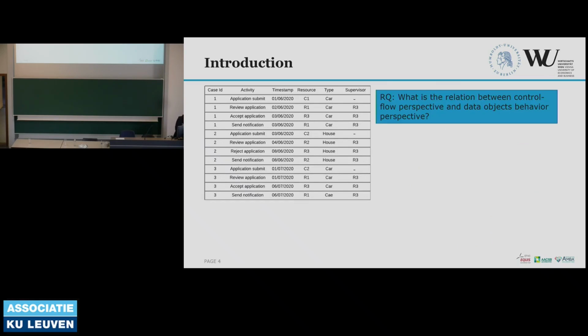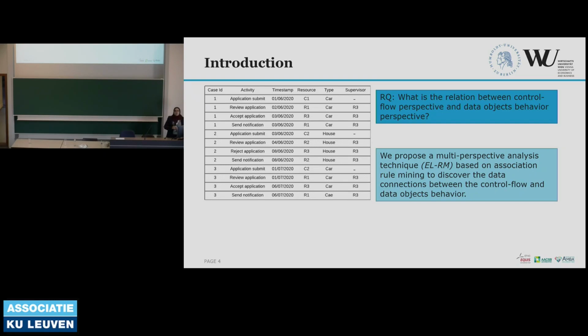And from here we had the multi-perspective analysis. We are trying to find exactly how the changes over the control flow affect and impact the changing behavior over the data analysis or the data object perspectives we have over the log. To target this, we proposed a multi-perspective analysis technique that's basically using association rules to understand the data connection between the changes over the control flow and the data object behaviors.